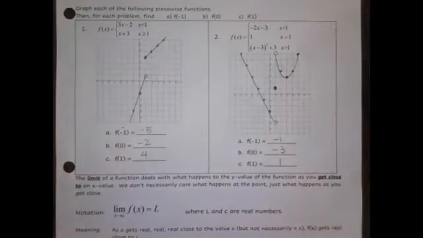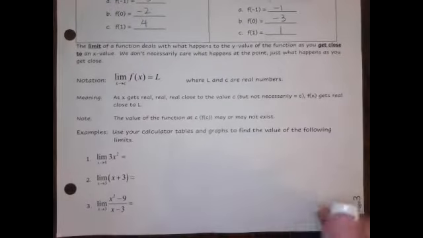All right, so we said we're going to look at these piecewise functions and determine our limits, since that's what we're introducing today. So let's go to that part. That was our quick little review to get us started. It says the limit of a function deals with what happens to the y value of a function as you get close to an x value. We don't necessarily care what happens at the point. We just want to know what happens as it gets close. So let that sink in. The limit is what is happening as it's getting close to that point, not what's happening at that point exactly.